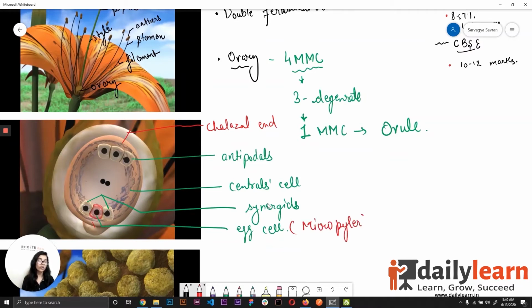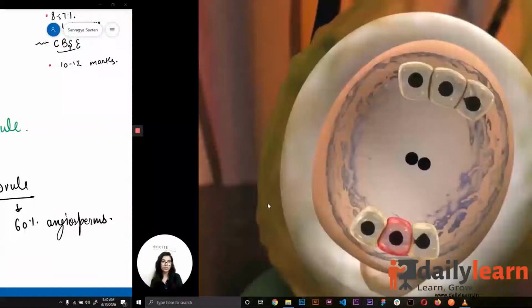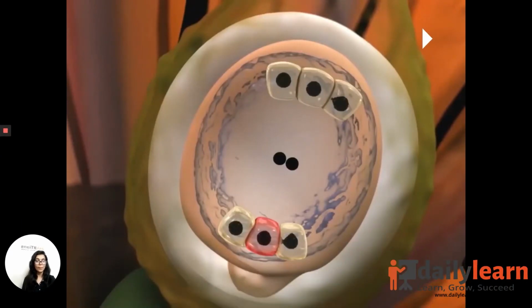And whenever the pollen tube is to enter inside the pollen grain, it enters through the micropylar end. Now understand this thing, that this particular ovule is the structure which is present in at least 60% of the angiosperms or the flowering plants. Right? Now let's continue with the video. Here we go. Now see, that is all about the entire ovule that we see here.